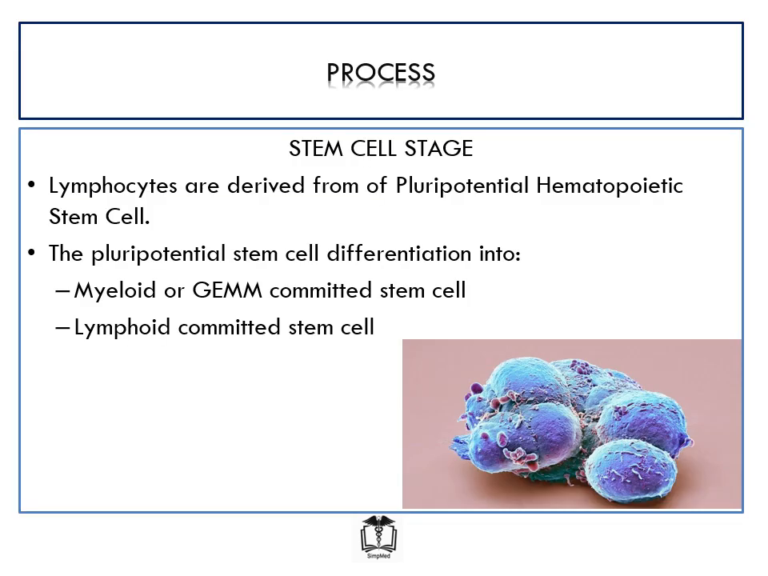So diving into much more detail, lymphopoiesis starts from the stem cell stage. Lymphocytes usually tend to be derived from the pluripotential hematopoietic stem cells, just like every other blood cell. The pluripotential stem cells tend to differentiate into two major committed stem cells. This includes the myeloid stem cell and the lymphoid stem cell. In the case of lymphopoiesis, our focus is on the lymphoid stem cells and eventually what they give rise to.